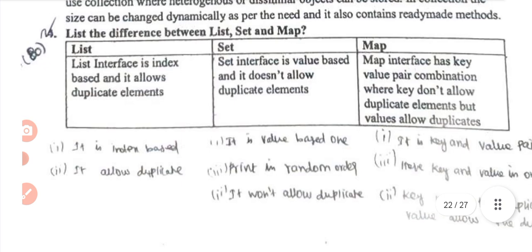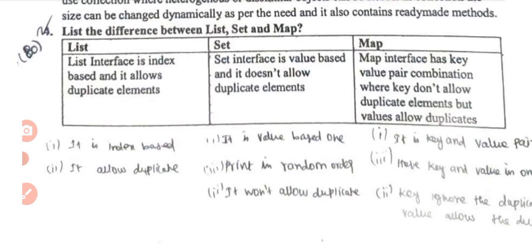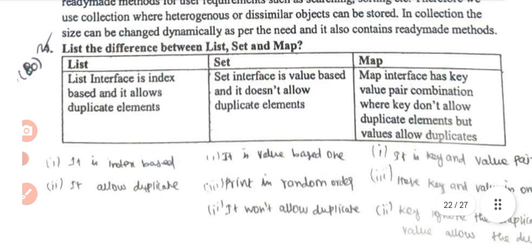Next, list the difference between List, Set, and Map. The List interface is index based and it allows duplicate elements. The Set interface is value based and it does not allow duplicate elements. The Map interface has a key and value combination, where the key does not allow duplicates but the value allows duplicates.